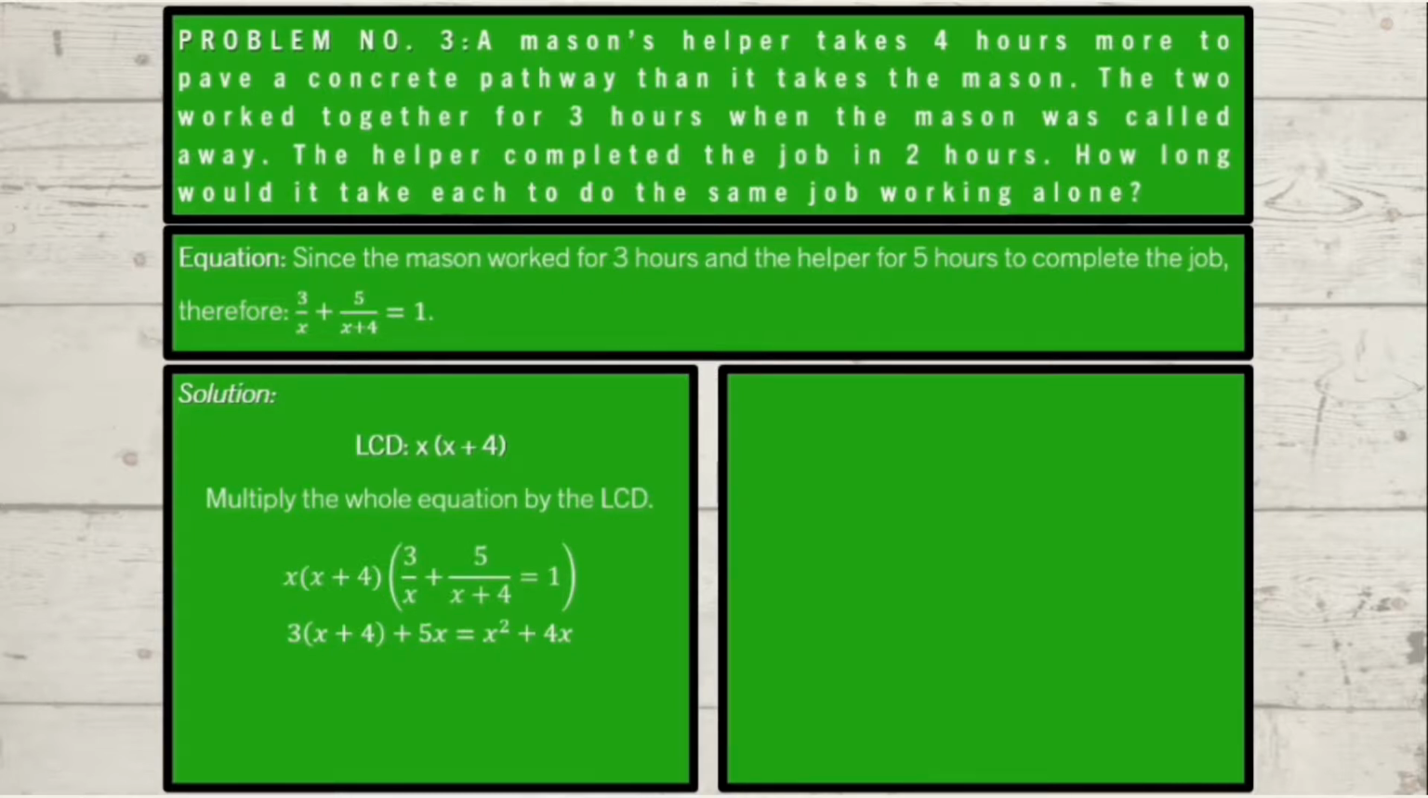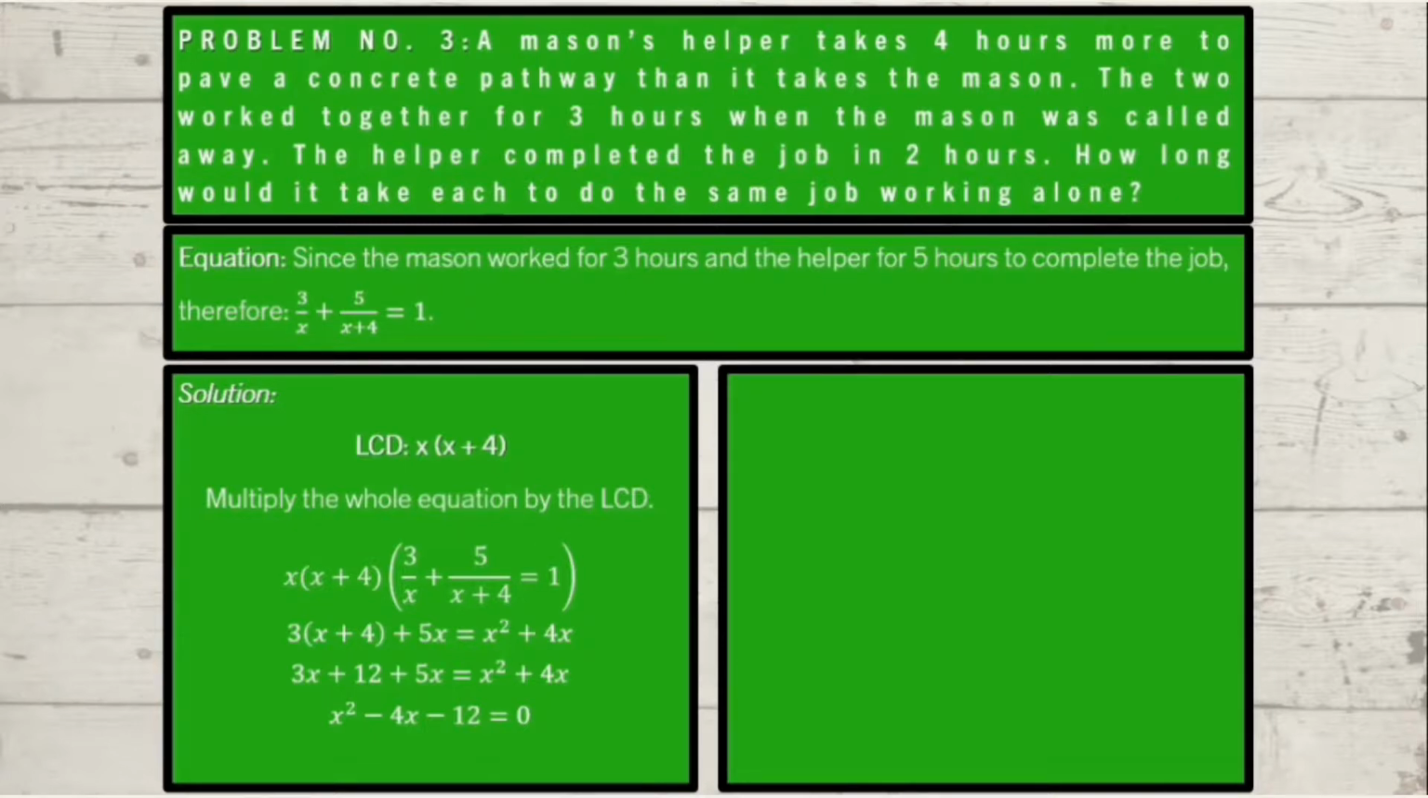Now, let's proceed to simplifying that equation. By distributive property, we are going to distribute. So that results to 3x plus 12 plus 5x is equal to x squared plus 4x. Combine similar terms and transpose whatever we need and just leave the right side of the equation as 0. We have x squared minus 4x minus 12 is equal to 0. That is now our quadratic equation.